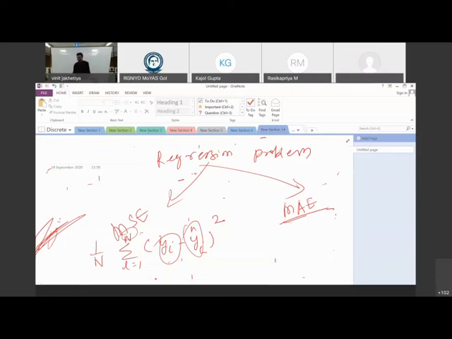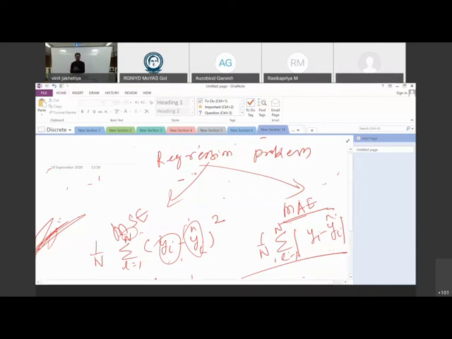Another one is the mean absolute error. Pretty simple again: 1 by n, i equal to 1 to n, absolute of yi minus yi predicted. This is mean absolute error. Now I hope you are able to understand mean square error and mean absolute error. But one thing we don't know right now is which one to prefer: should we use mean square error or mean absolute error?